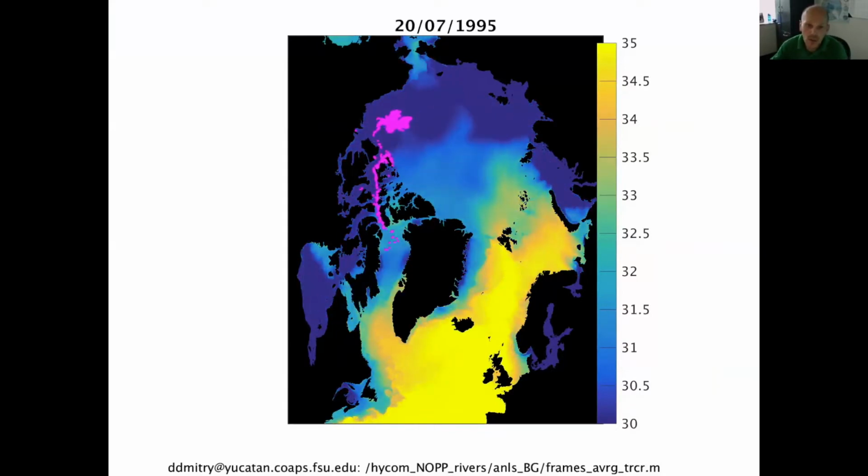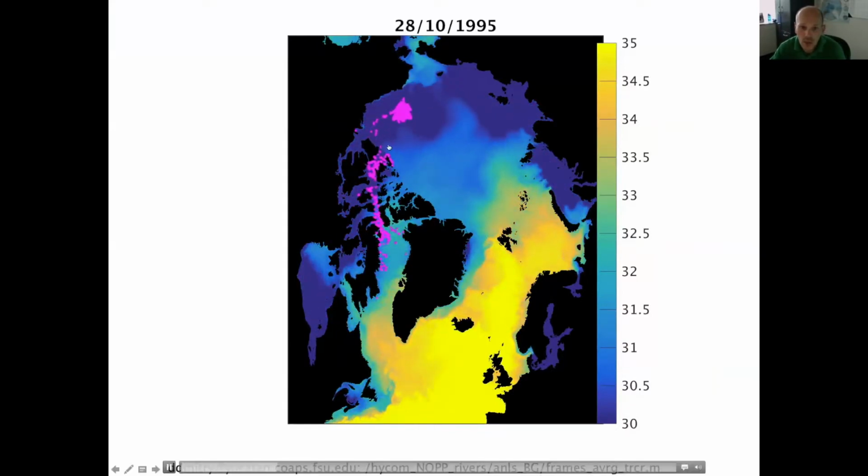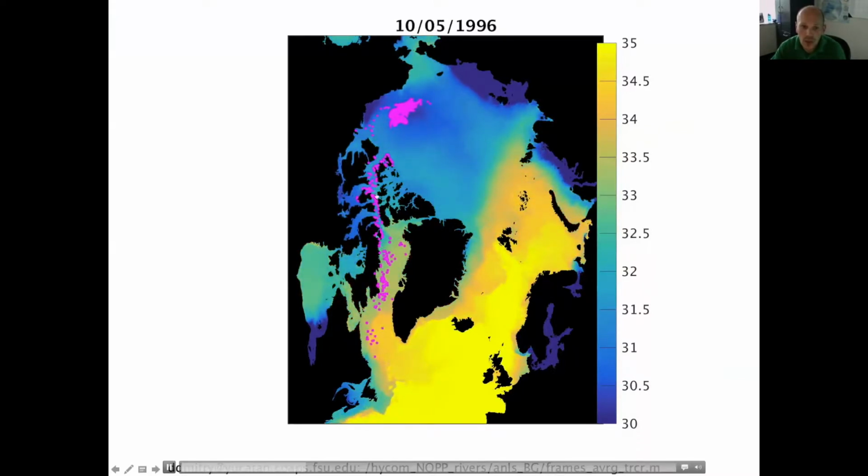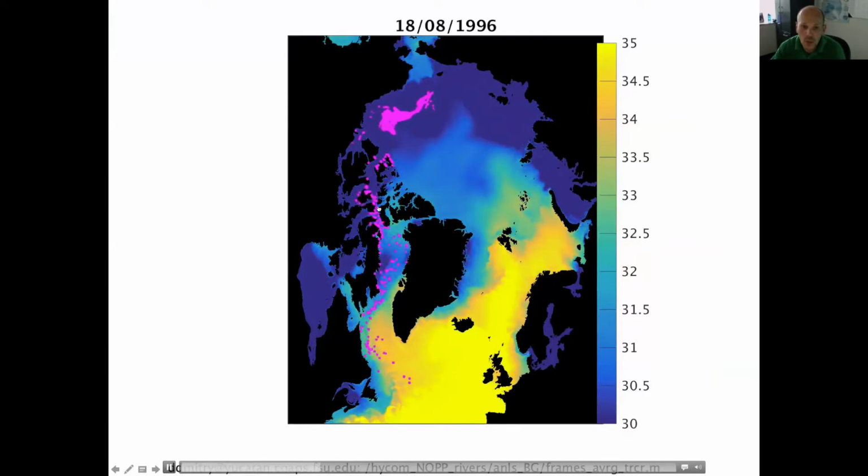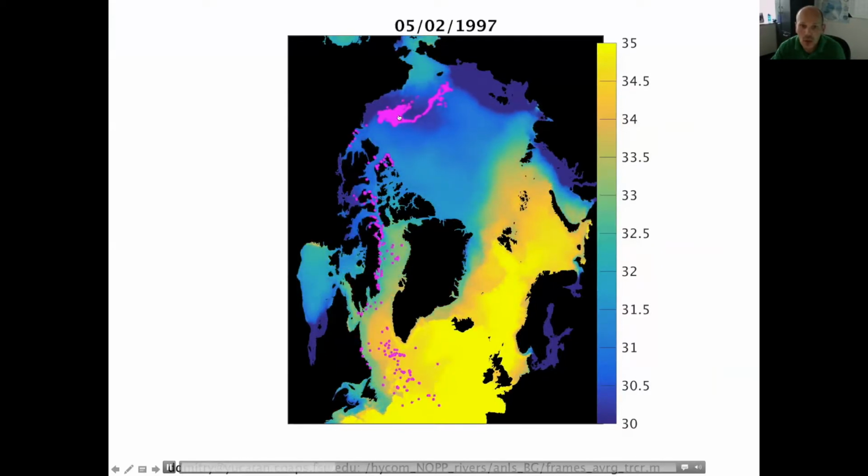You see that during the first several years, some of the freshwater escaped into the Labrador Sea through the Canadian archipelago, but still the majority of freshwater is still in the Beaufort Gyre.